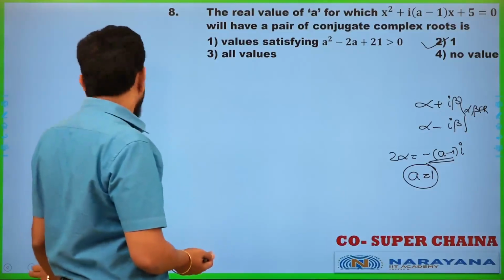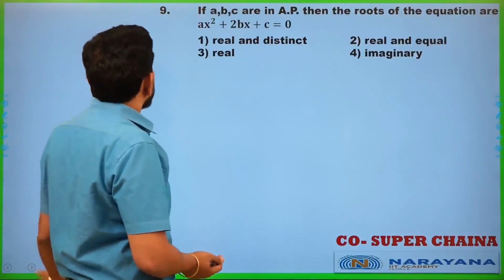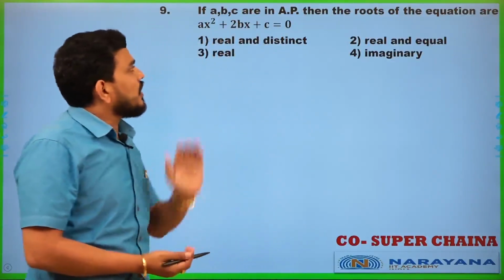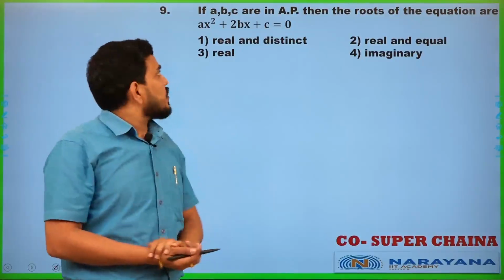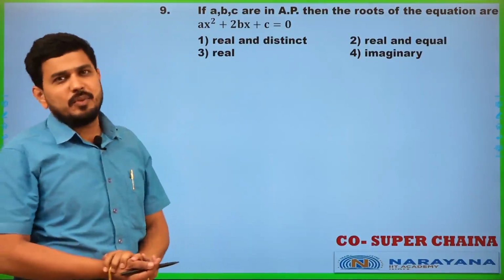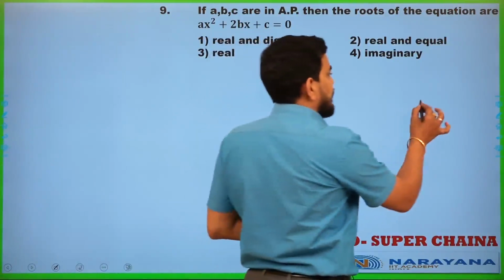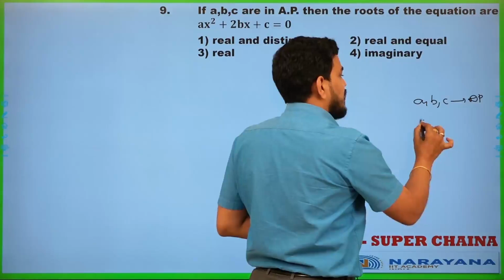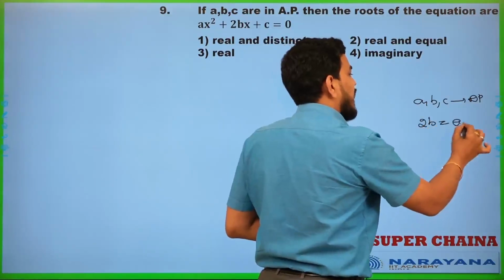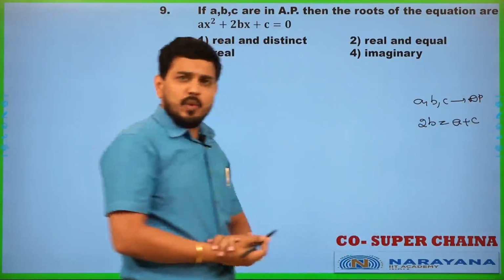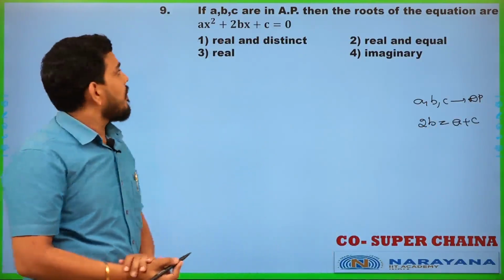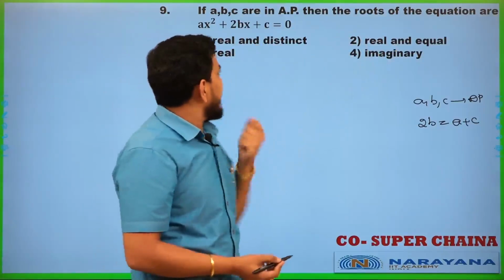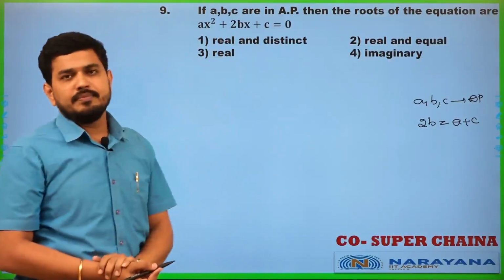The next question is: a, b, c are in AP, then the roots of the equation ax square plus 2bx plus c is equal to 0. So you should know what a, b, c in AP means. What is the condition? 2b is equal to a plus c. What about the roots: real and distinct, real and equal, real, imaginary?